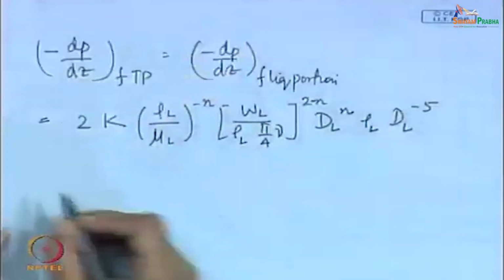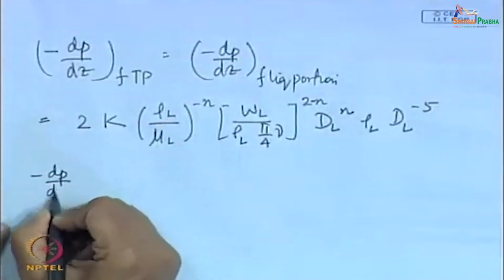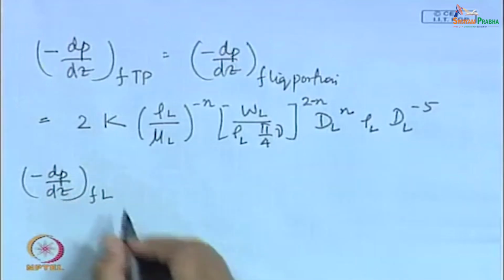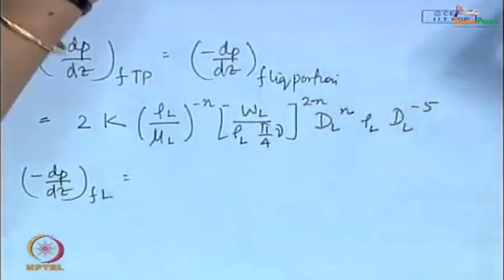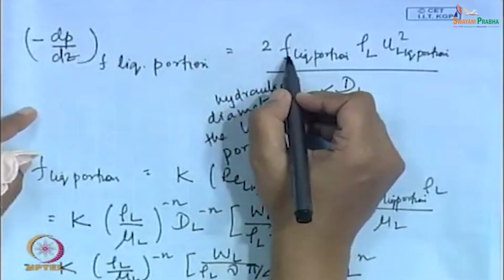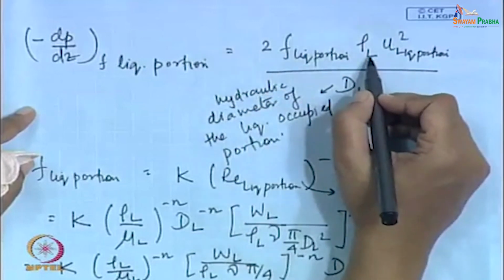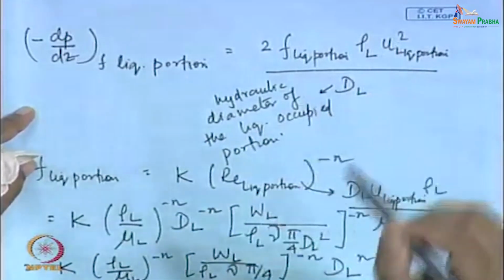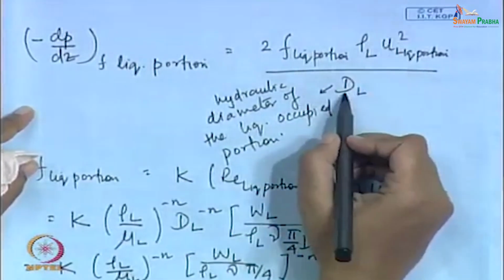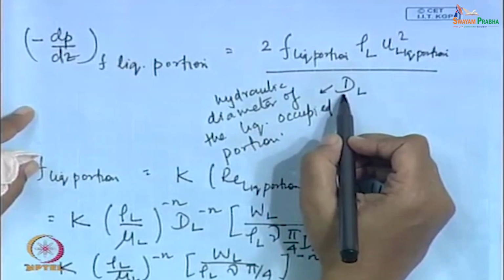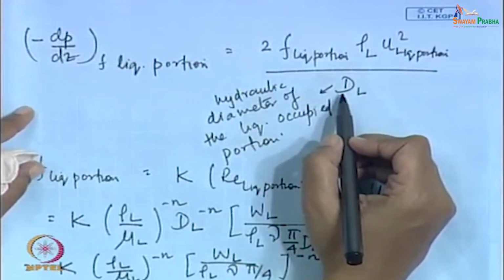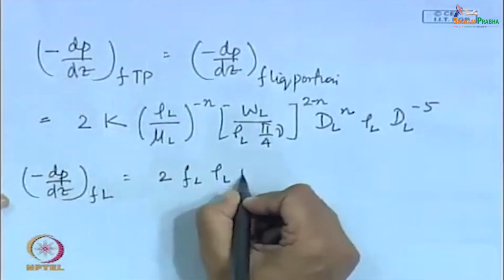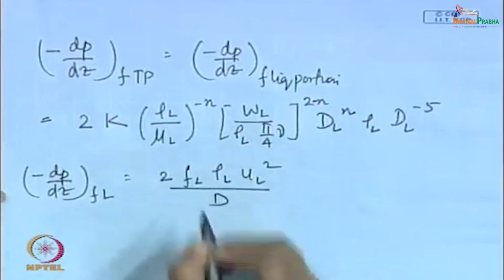So, now let us find out minus dp dz frictional for liquid flowing alone in the pipe. What will we get? If we compare with this particular equation, it will be 2 FL rho L UL square. The liquid is occupying the entire cross section and flowing, and this DL is going to be D. Now, the liquid has occupied the entire pipe, is it not? So, therefore, this is going to be 2 FL rho L UL square divided by D.